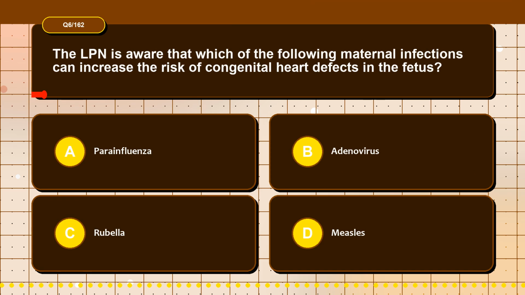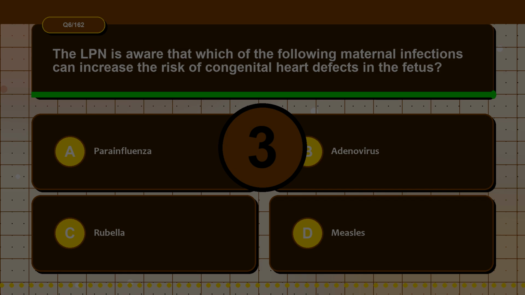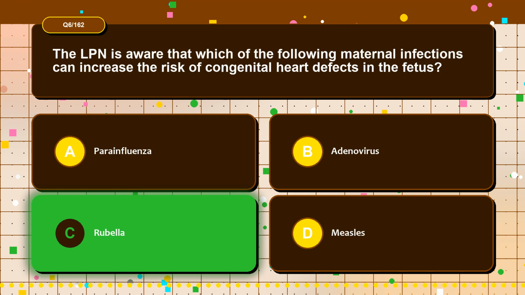Question 6. The LPN is aware that which of the following maternal infections can increase the risk of congenital heart defects in the fetus? Here are the options. Option A, influenza. Option B, adenovirus. Option C, rubella. Option D, measles. The correct answer is option C, rubella.